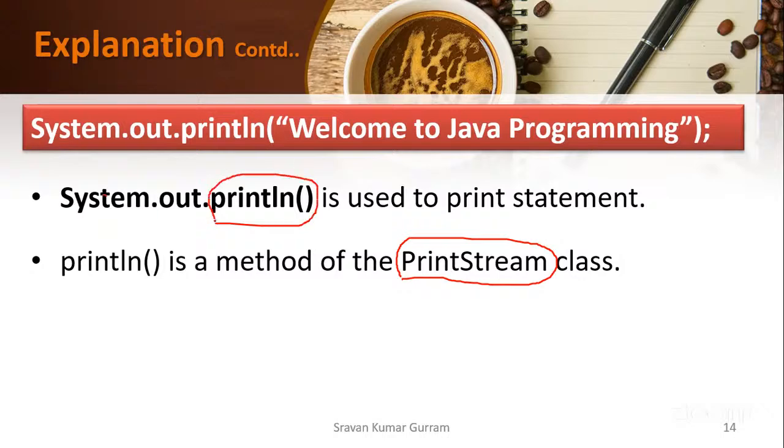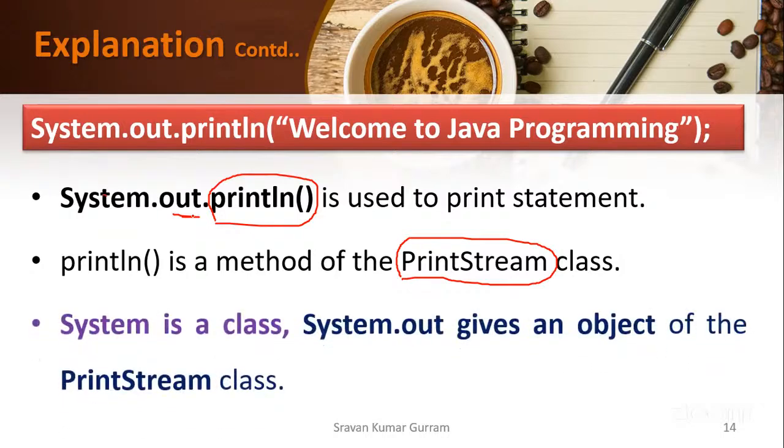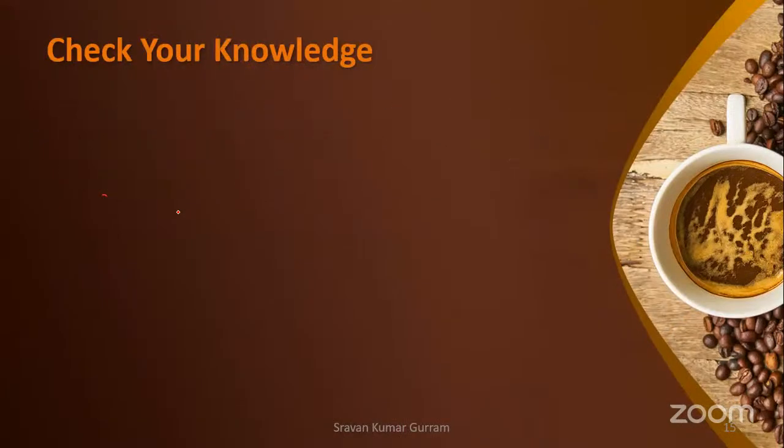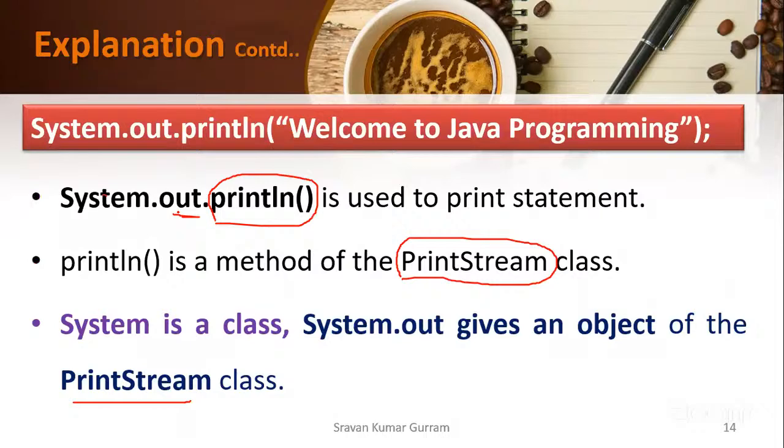Println is a method. And this method is called with the object out. Actually, out is an object of the PrintStream class. With the help of this object name, we can call the method. And these are available in a predefined class named System.